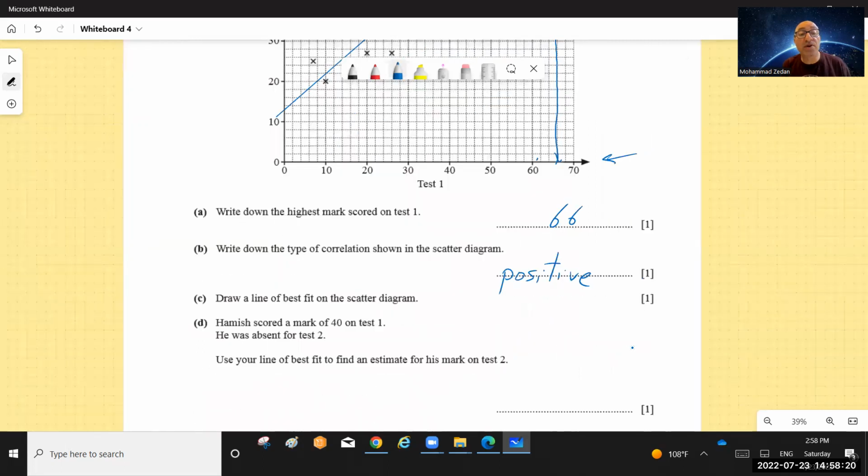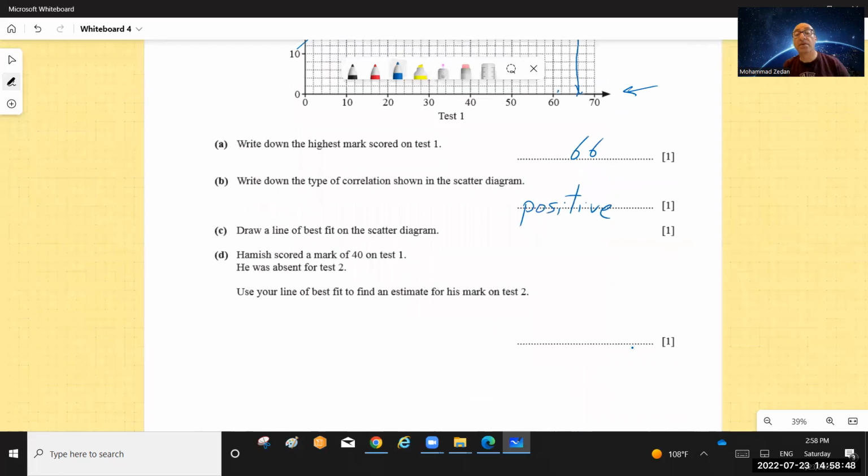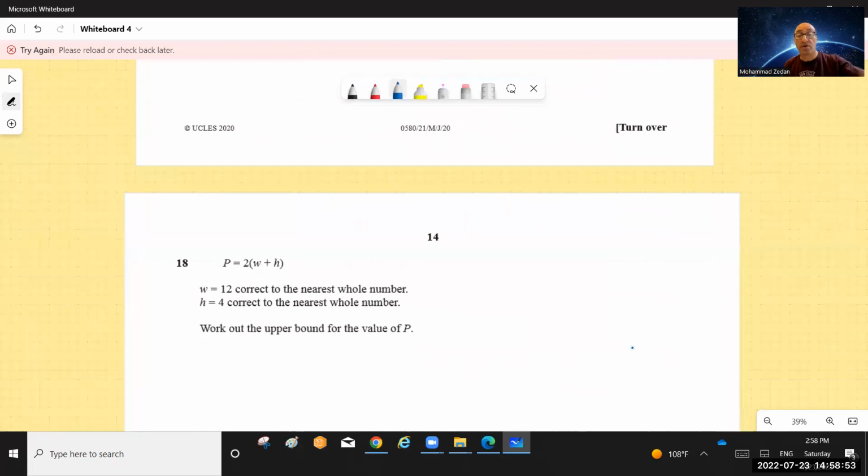Hamish scored a mark of 40 on test 1. He was absent for test 2. Use your line of best fit to find an estimate for his mark on test 2. You go to test 1 and find 40. This line coming from 40, like this, and go to this line, it's about 48. Yes, 48 is nice. This is a good estimate for test number 2. Okay, come to the original.